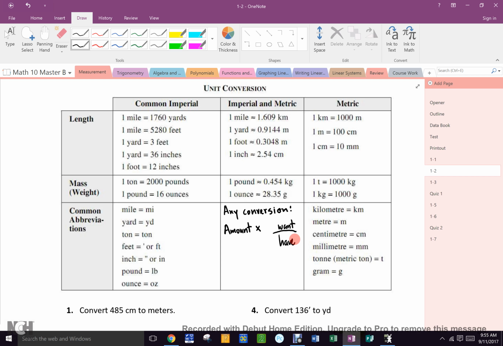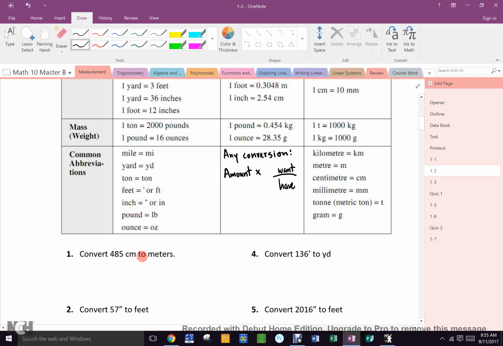Now right there's no numbers in that, so it seems confusing, right? Because there's no numbers, this is math class. You guys dig numbers, you want to see numbers. So what we're going to do is start with a super easy one, and I'm going to show you how it works. So this super easy one is right here. Convert 485 centimeters to meters.